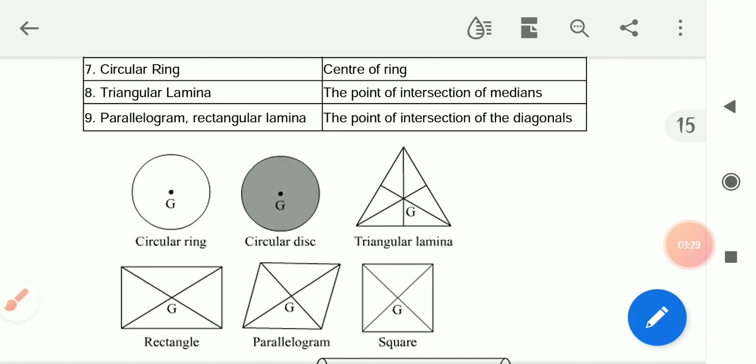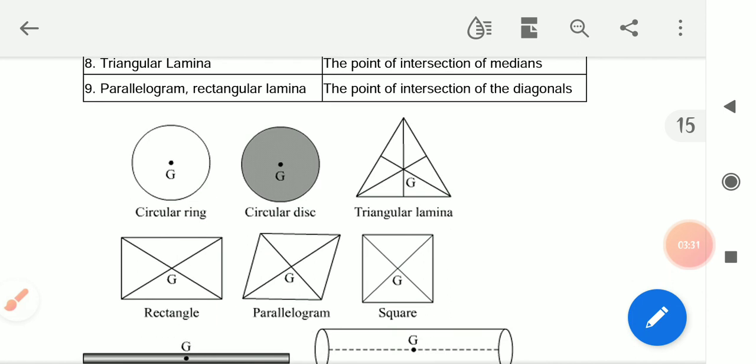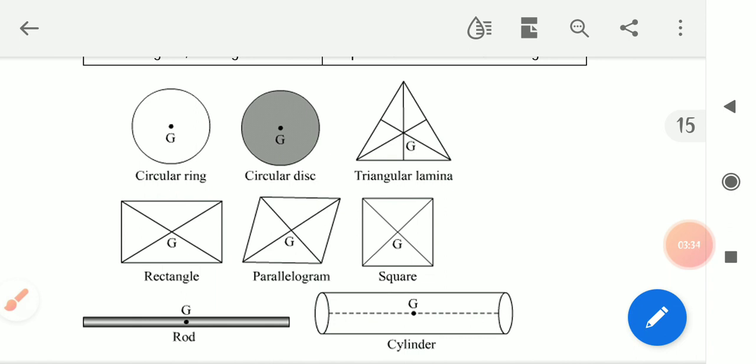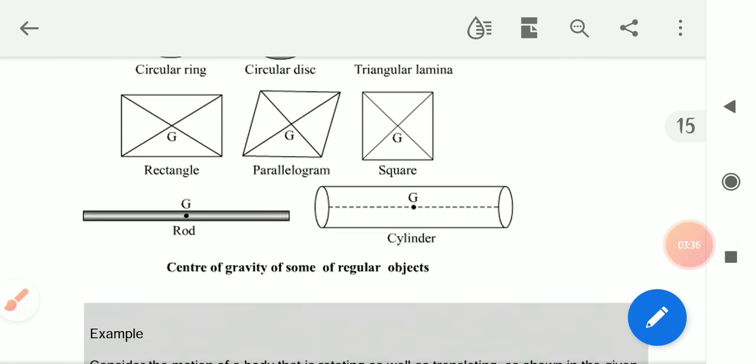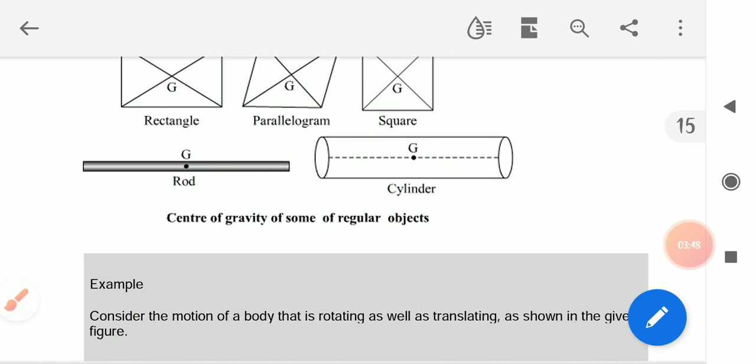Circular disc, triangular lamina, rectangle, parallelogram, square, rod and cylinder are shown here. So these have their center of gravity at the geometrical center. If a body is suspended at the center of gravity, it remains in its balanced state.